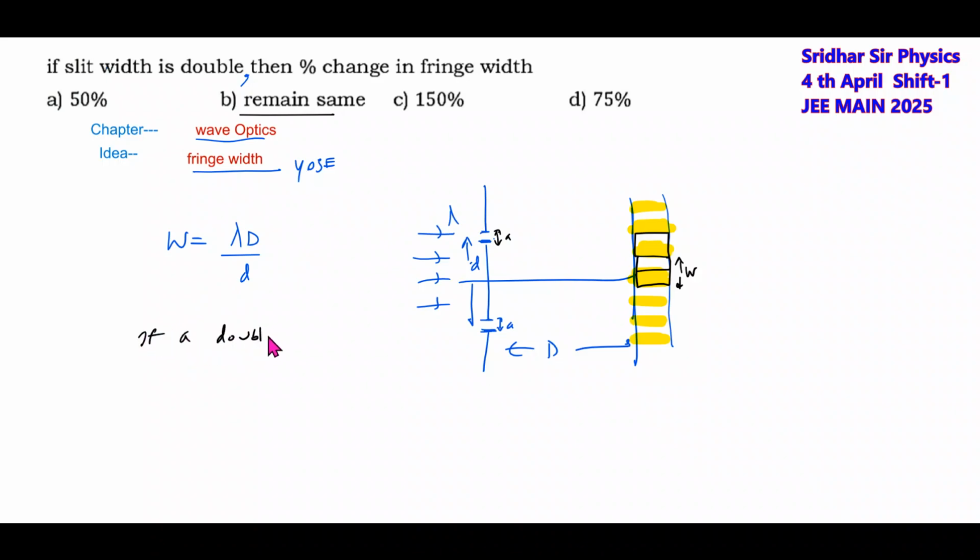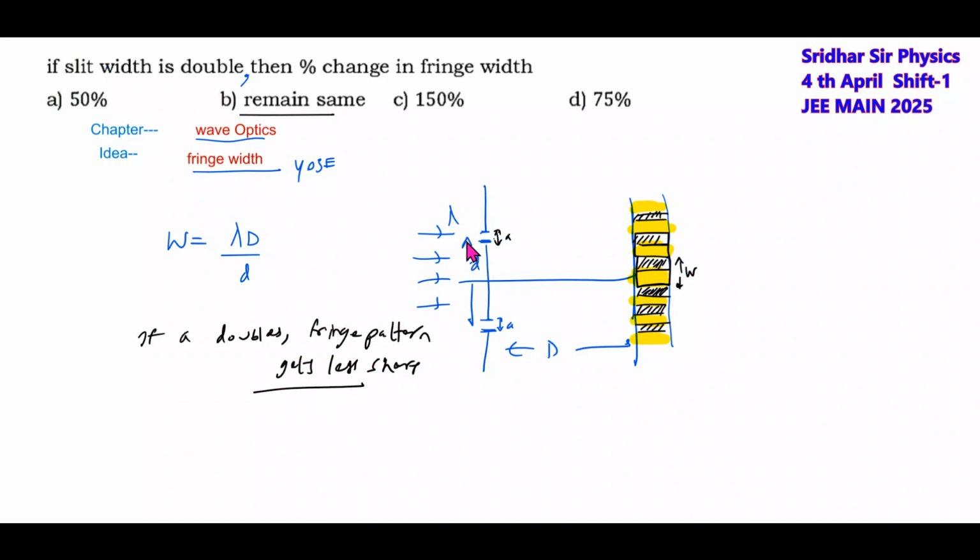If a doubles, the fringe pattern will become less sharp. Sharp means we will find it very difficult to identify which is a bright and dark fringe. Suppose that there's a dark fringe here. So it's very difficult to identify between the bright and dark bands.